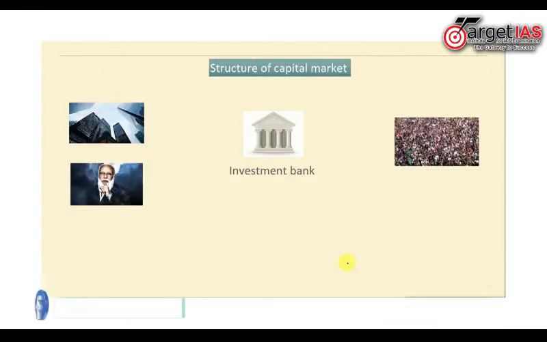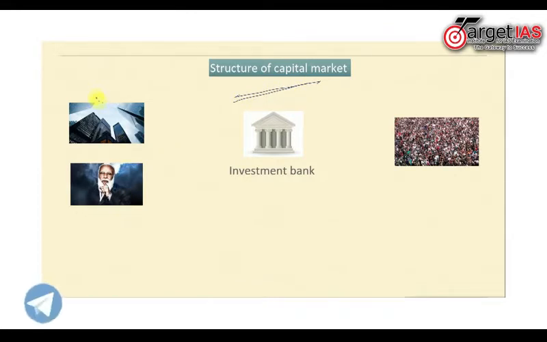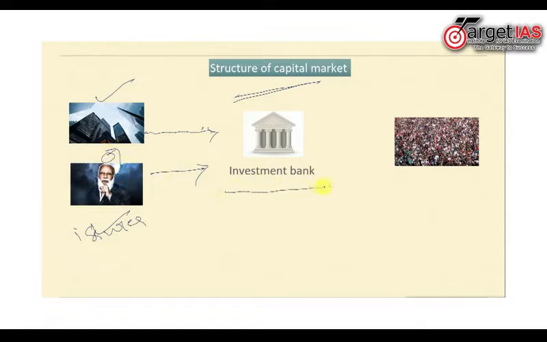Moving on to another important factor, what is the structure of the capital market? If a corporation or the government wants to raise money, they raise money by issuing shares. Who is the issuer? These are the issuers. It could be a corporate or the government. So the investment bank is an intermediary. An investment bank will again raise funds from the public.